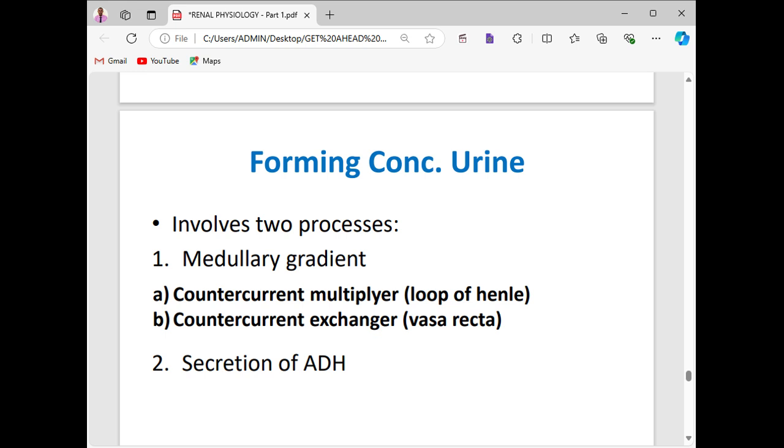So when we look at the combined effects of the countercurrent multiplier and the countercurrent exchanger, you discover that there is an establishment and maintenance of the medullary gradient, okay? And this combined effect enables water reabsorption in the collecting duct and concentrating urine, okay? It also helps regulate electrolyte balance and acid-base homeostasis, okay?